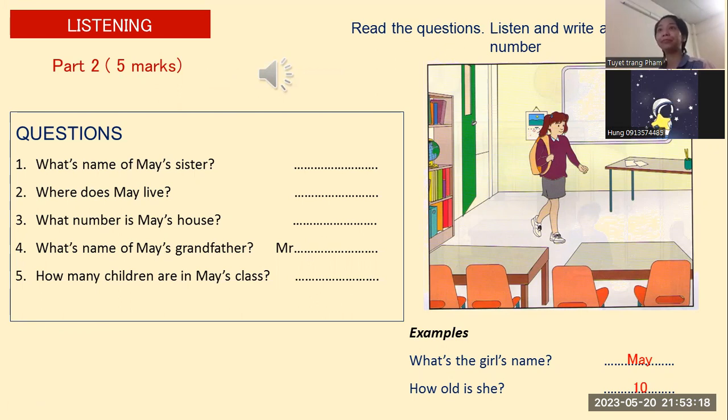Hello, I'm your new teacher. What's your name? It's May. Thank you, May. How do you spell your name? MAY. And how old are you? I'm 10 now. Sorry, 10? Yes. Can you see the answers? Now you listen and write a name or a number.